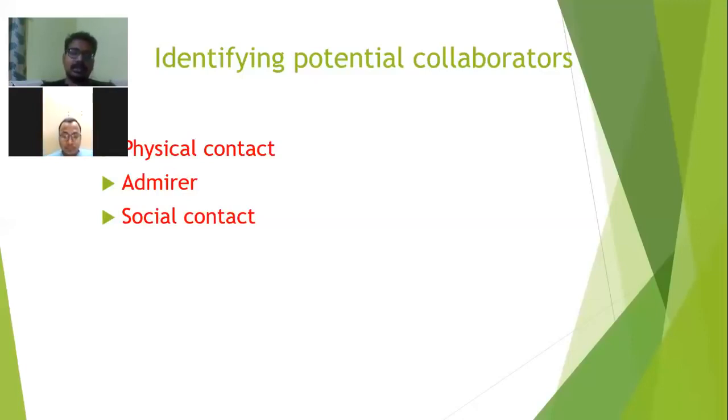You see a person on your social site who has done some wonderful job, or who has shared something based on your research, and you find it very interesting, and you find that this is something I can also add to my knowledge base. Then you contact him, and then you both work together. So this is the third kind of categorization that we have made in identifying potential collaborators.